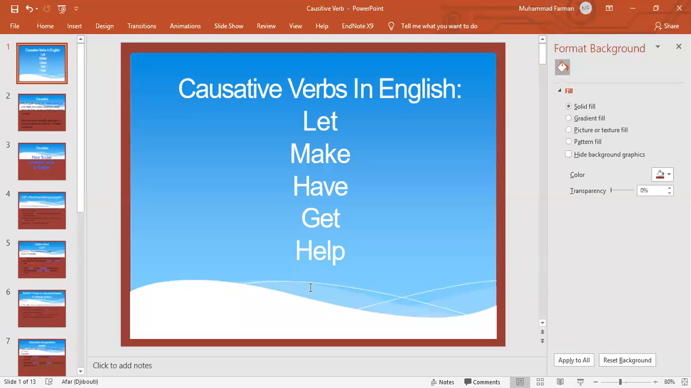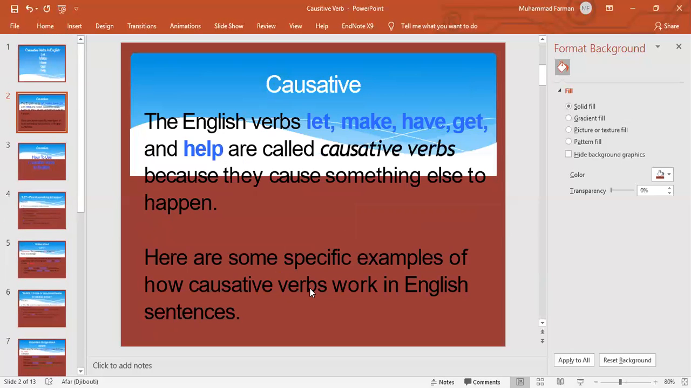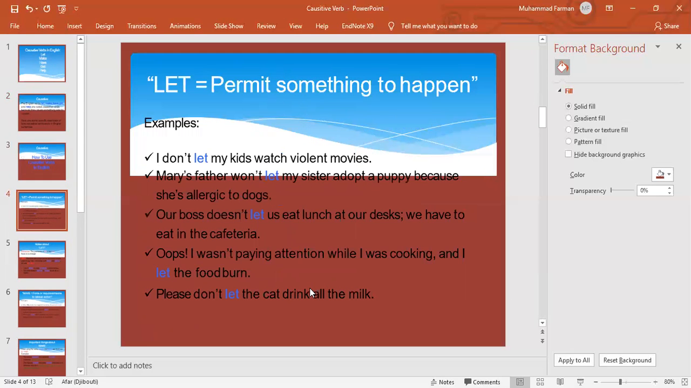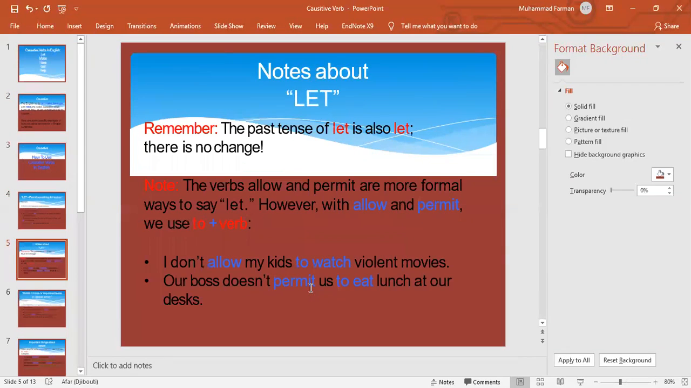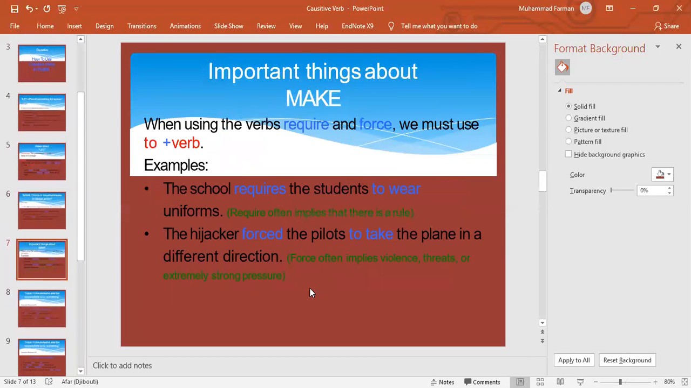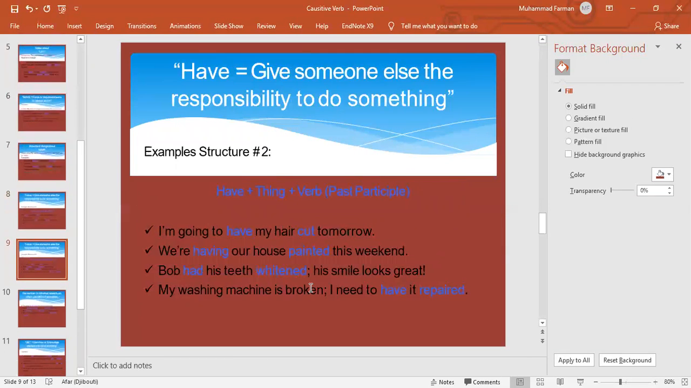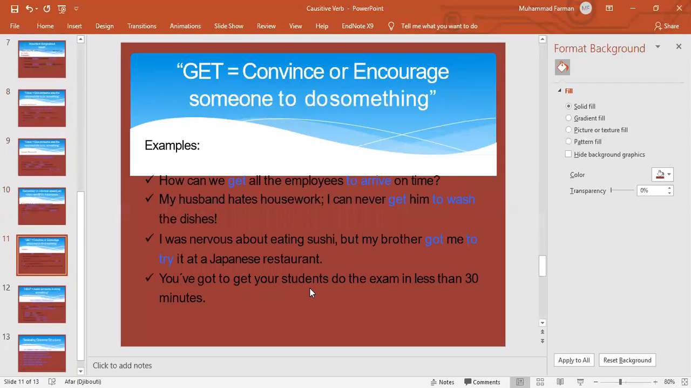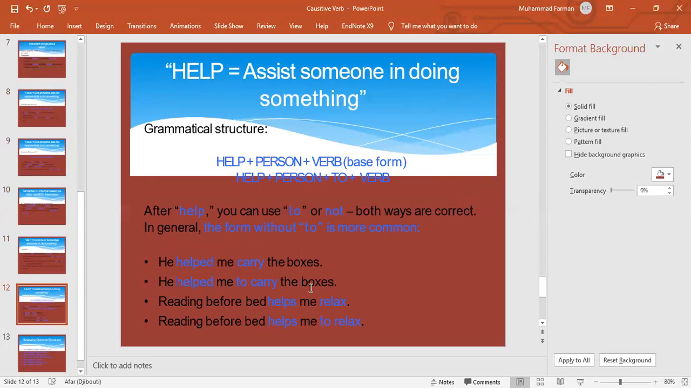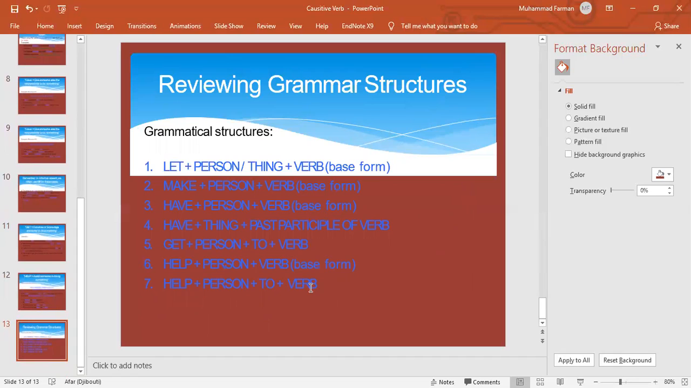So in today's lecture, we discussed the causative verb. A causative verb is a verb that causes something or somebody to do something. We have five items. First one let, second one hamare paas make, third one hamare paas have, fourth one get, and fifth one hamare paas help hai. Aur ye hamare aaj ke lecture tha.